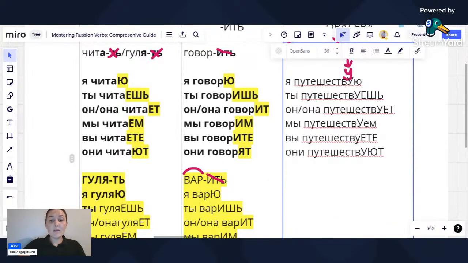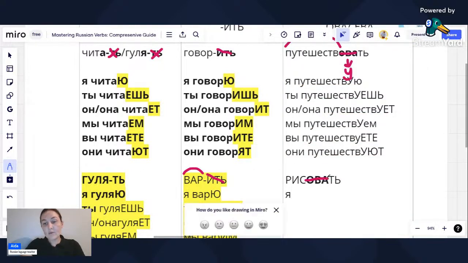So, now let's change, for example, a verb рисовать. Рисовать, it means to draw, to paint. Can you see that in this verb, we have suffix ova, right? So, it means that we have to change this verb like verb путешествовать. Рисовать, to draw, to paint. Я. So let's cut this suffix. Instead of this suffix, we use у. We cut this ending т because the verb belongs to the first group. And instead of this т, we need to put personal endings.